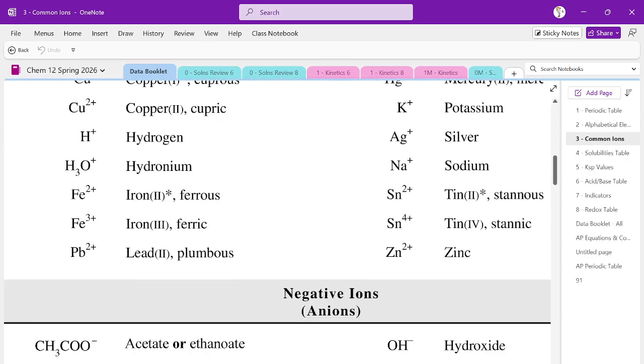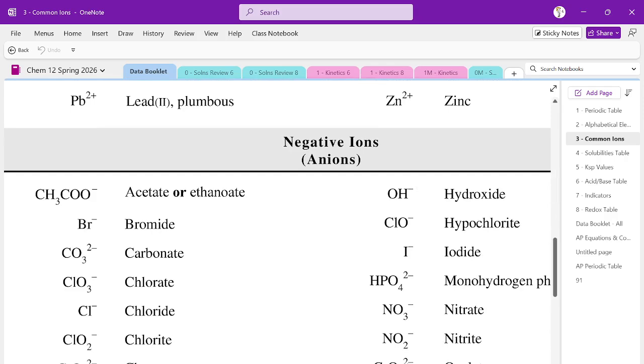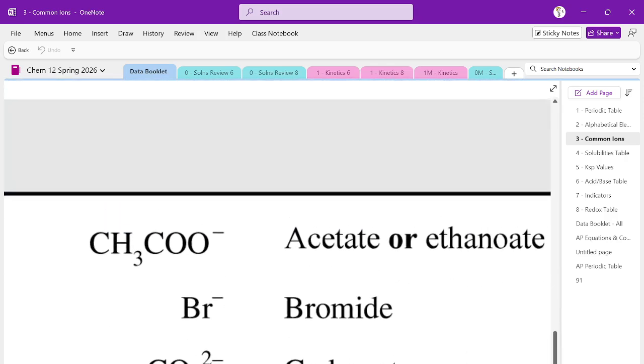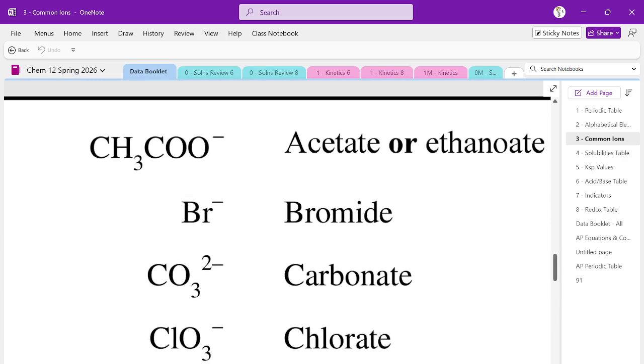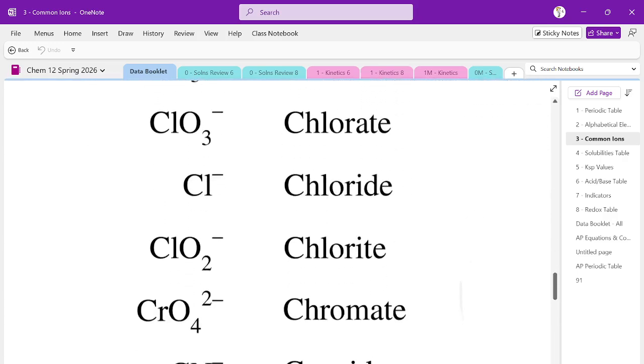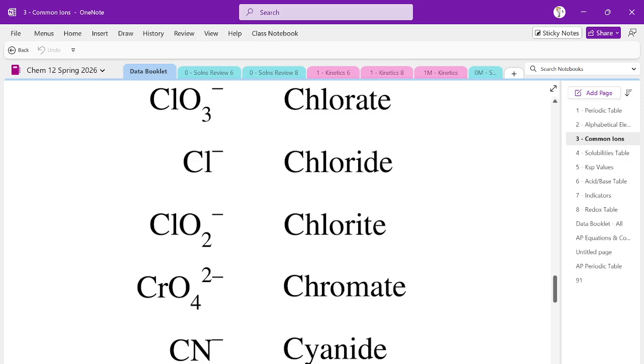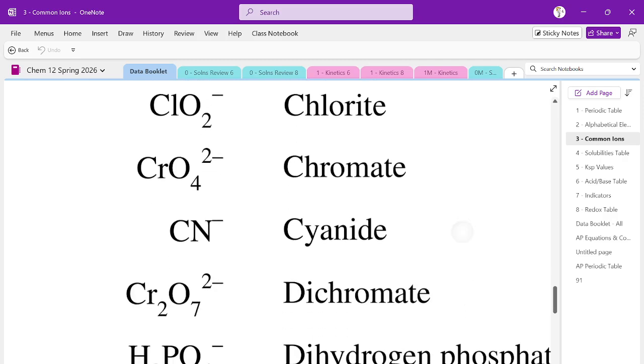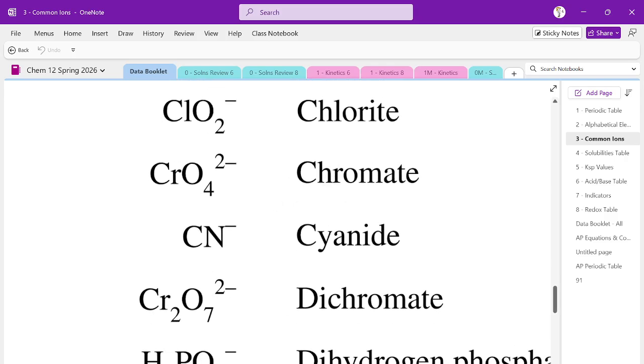Okay. Now, anions, there's lots of polyatomic anions. You can see we've got acetate, bromide is not polyatomic, carbonate, chlorate. Chloride is not polyatomic, chlorite, chromate, cyanide. How can you tell that cyanide is polyatomic and not just an element? You have 2 capital letters, which means there are 2 elements, okay? So it's got carbon and nitrogen, okay? All right, so there's our ions.